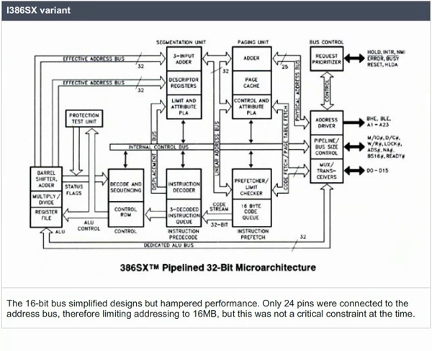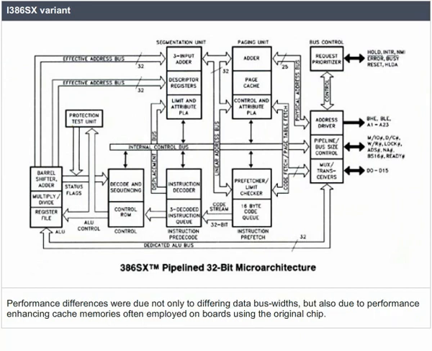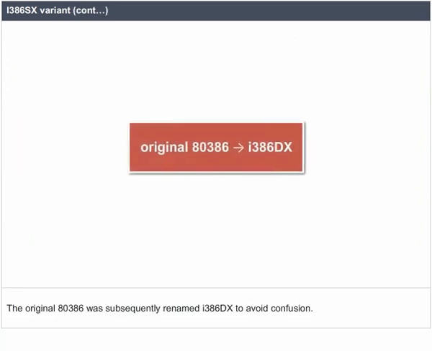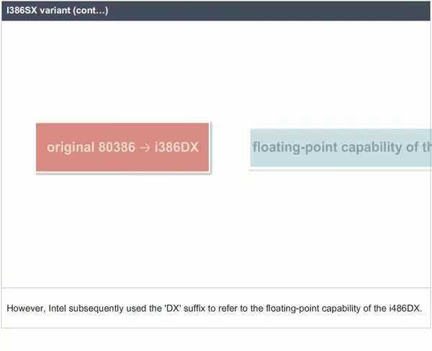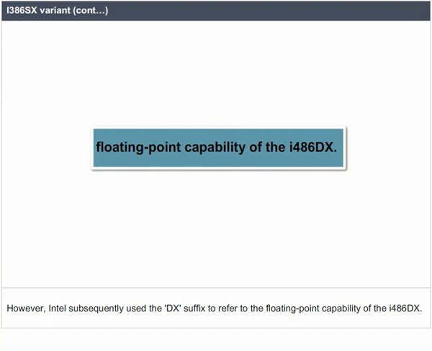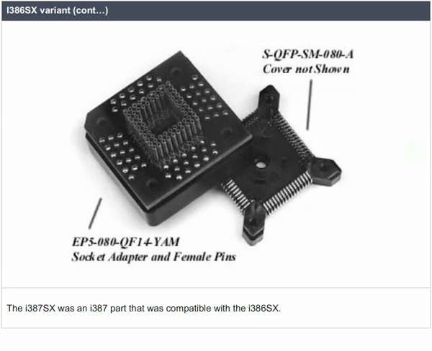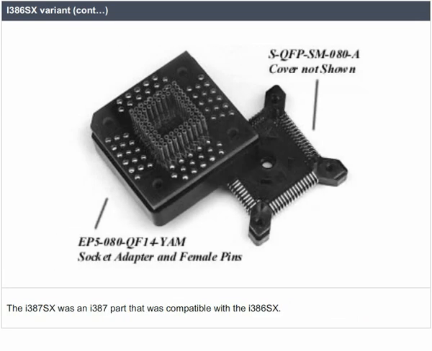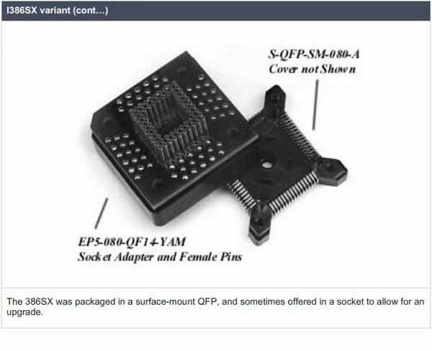Performance differences were due not only to differing data bus widths, but also due to performance-enhancing cache memories, often employed on boards using the original chip. The original 80386 was subsequently renamed i386DX to avoid confusion. However, Intel subsequently used the DX suffix to refer to the floating point capability of the i486DX. The i387SX was an i387 part that was compatible with the i386SX. The 386SX was packaged in a surface mount QFP and sometimes offered in a socket to allow for an upgrade.